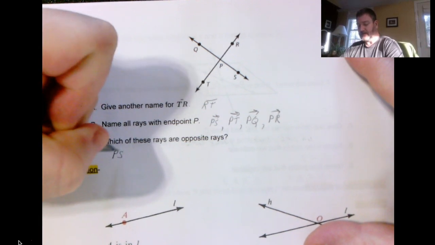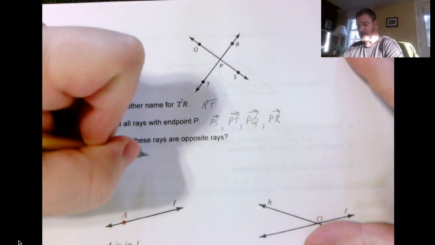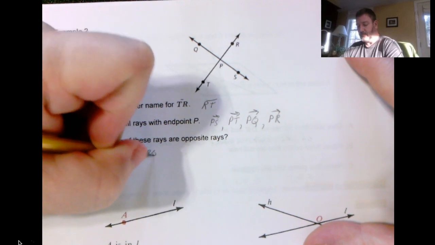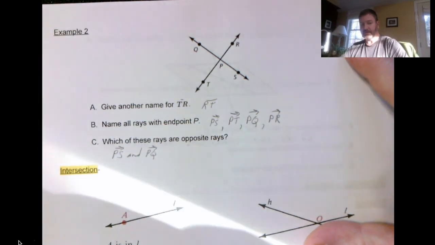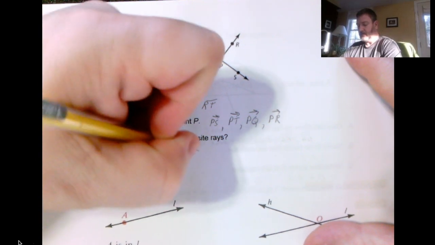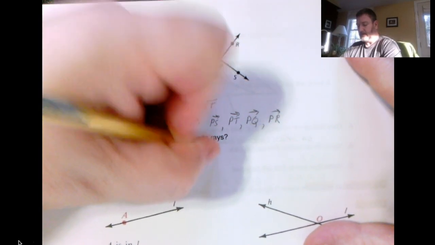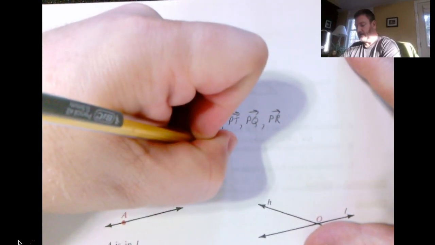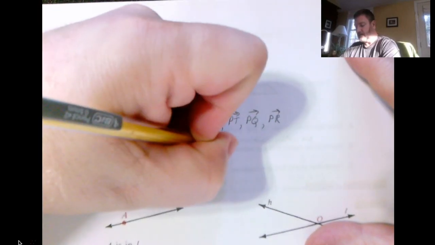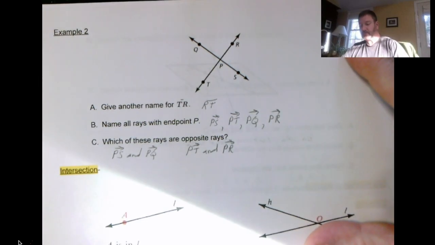Ray PS and ray PQ are opposite rays, and ray PT and ray PR are opposite rays. So there's our answers to example 2.